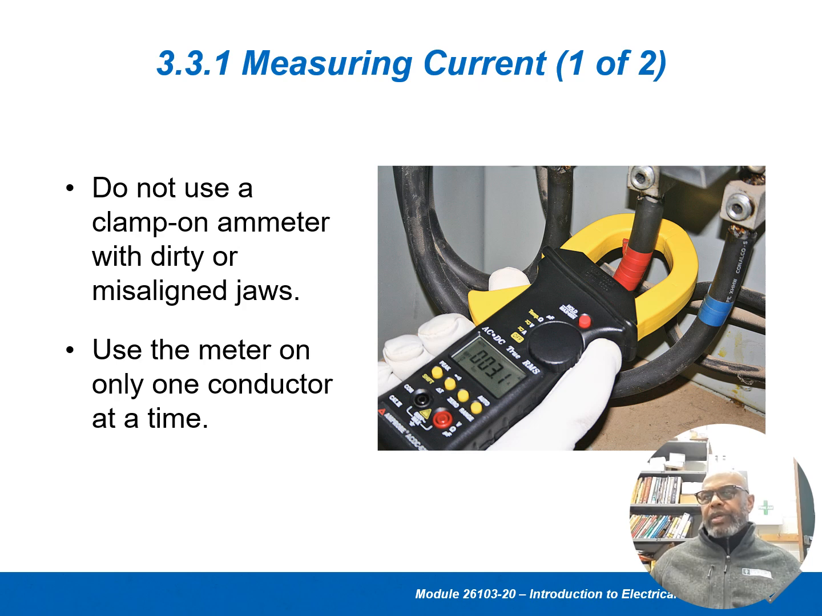So it says do not use a clamp-on ammeter with dirty or misaligned jaws. One of the reasons why is because it can throw off the reading. It won't read true, especially if the jaws are open or misaligned. Use the meter on only one conductor at a time. If you use it on two, you're actually going to cancel one out, because one is positive, one is negative. You're going to cancel it out, so it's not going to read it. So again, that's why it's important that we only read one wire at a time.